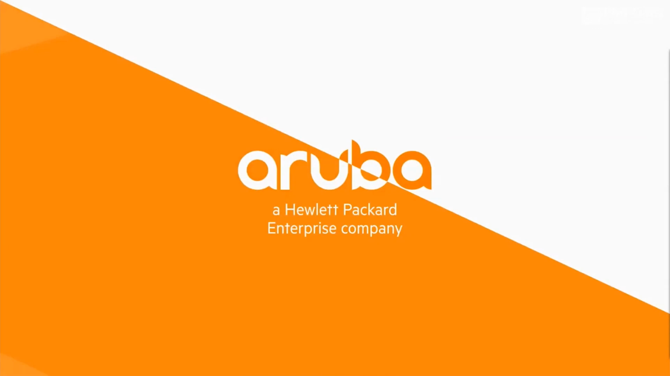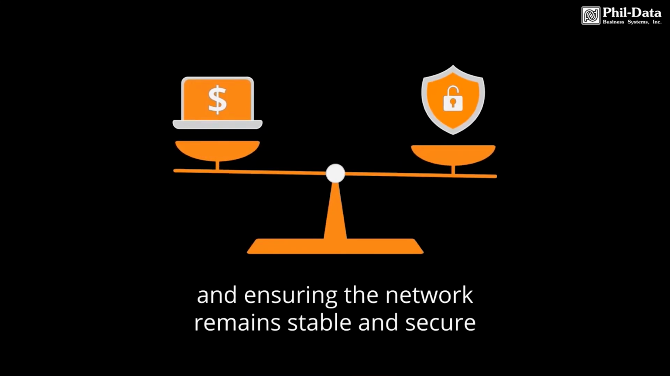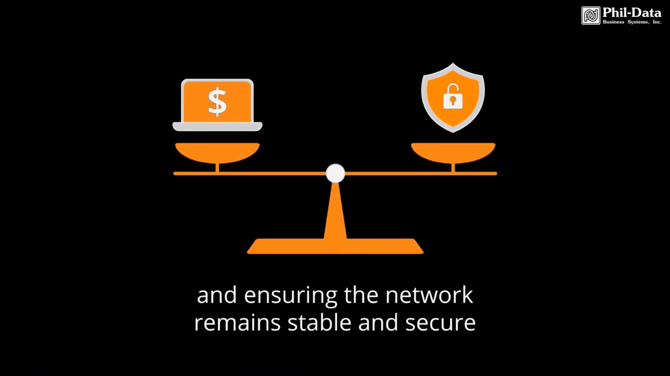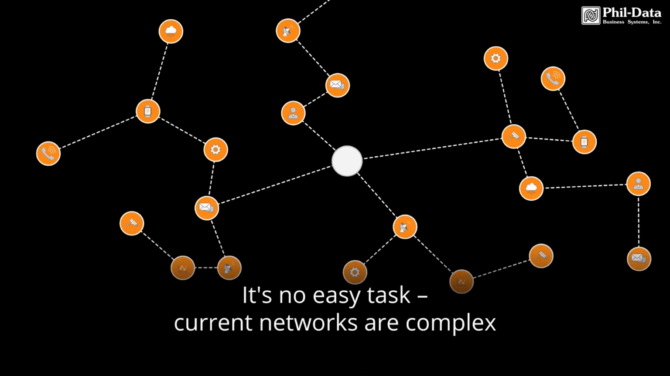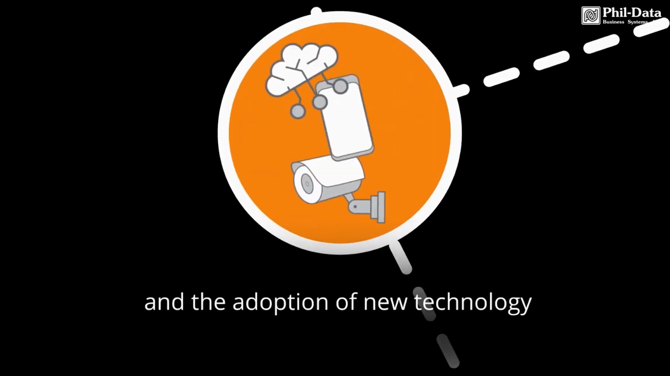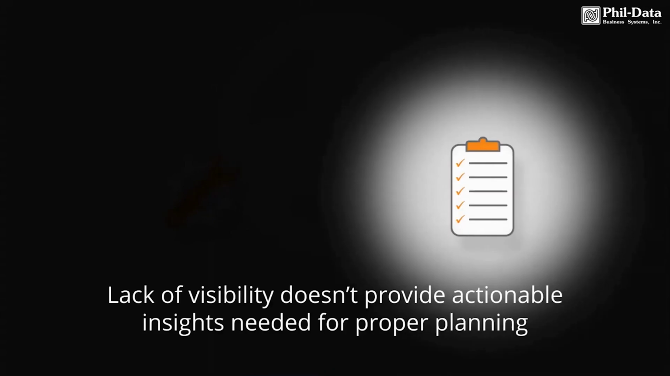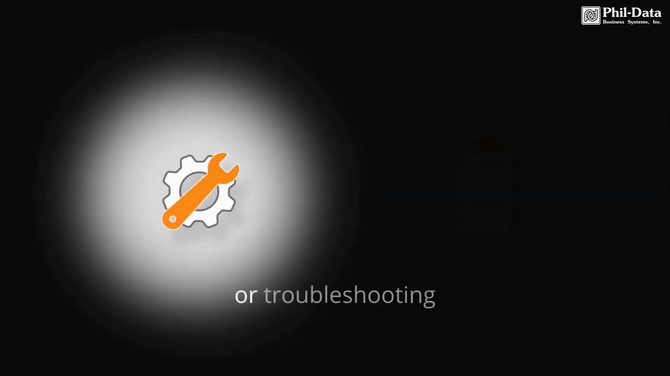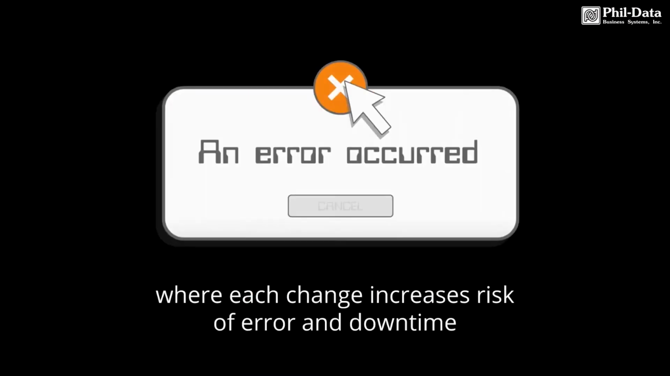Network operators have two big challenges. They need to support the evolving demands of digital businesses, but also ensure the network remains stable and secure. That's no easy task. Current networks are complex. Fragmented, closed architectures impede programmability and the adoption of new technology. A lack of visibility doesn't provide the actionable insights needed for proper planning or troubleshooting. And operators can't keep pace with manual processes, where each change increases the risk of error and downtime. So how can IT deliver? That's where Aruba comes in.